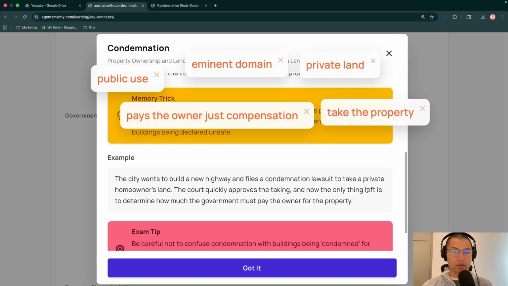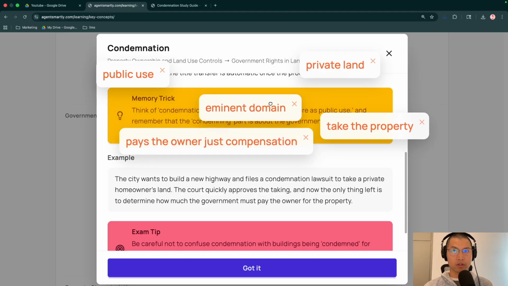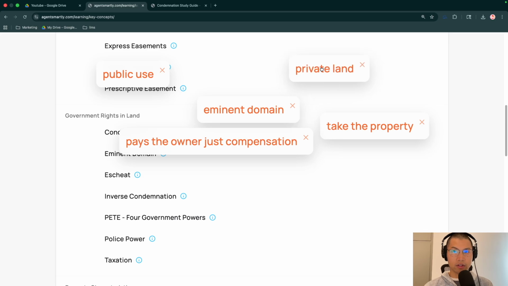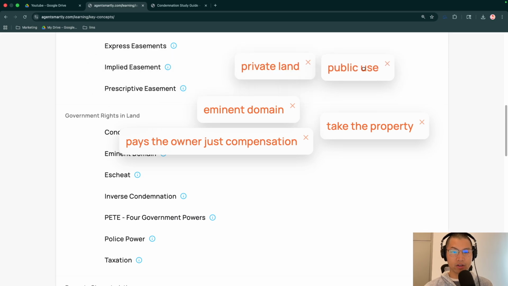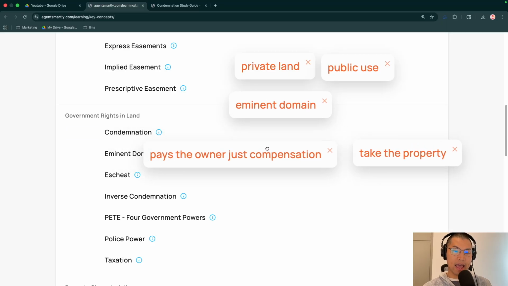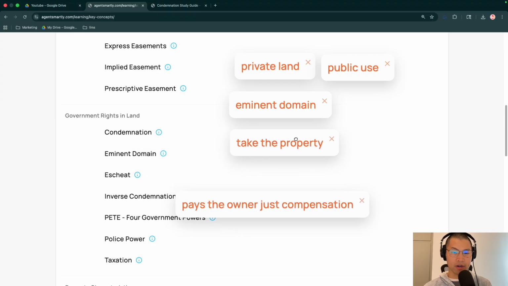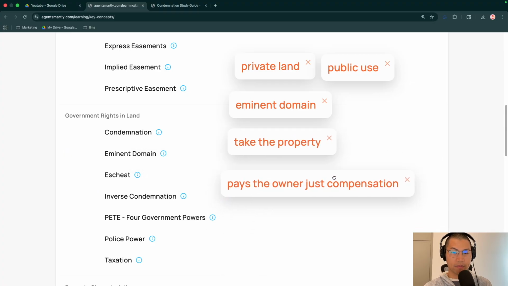So just to remember the keywords, condemnation simply means what we just marked down right here. The government takes your private land for the public use through a power called eminent domain. And there are two steps involved. First, they take your property, and they pay you the money.